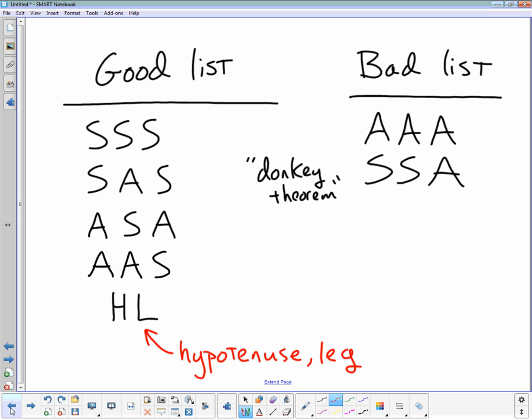So it's the exception to the Donkey Theorem. You have to have a right angle in hypotenuse leg. Now that does not mean that just because you have a right angle in your problem, you automatically have hypotenuse leg. But you can't have hypotenuse leg without a right angle. It goes in one direction, doesn't go in reverse. Okay? If you will remember what that means.